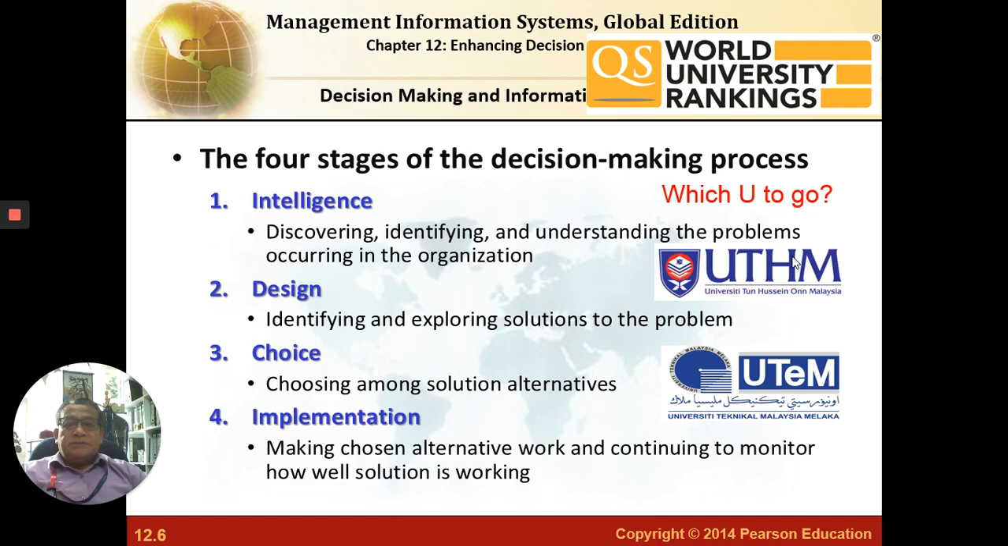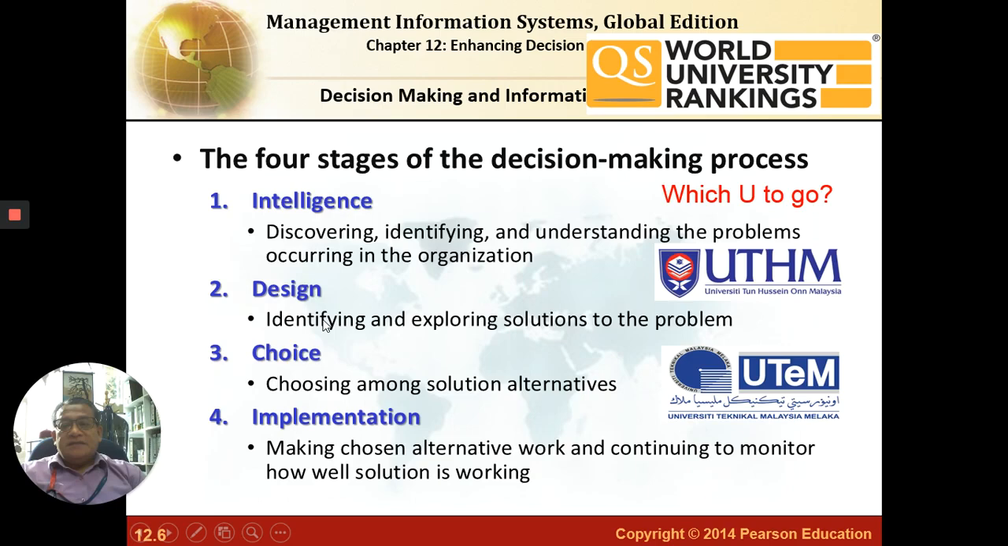Okay, so these are the suggested four stages of the decision-making process. The first stage is intelligence: discovering information, identifying resources, and understanding the real problem that occurs in each organization. That is the intelligence part.